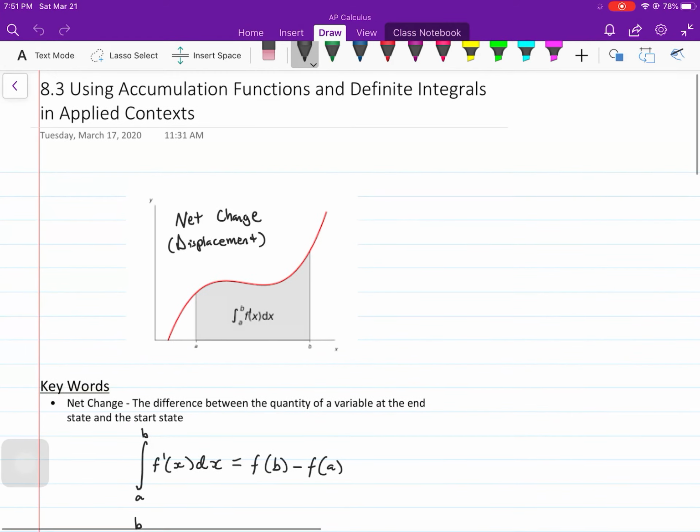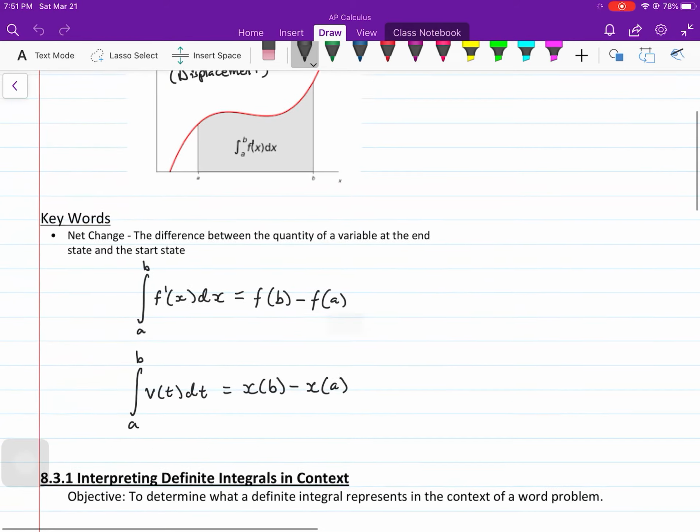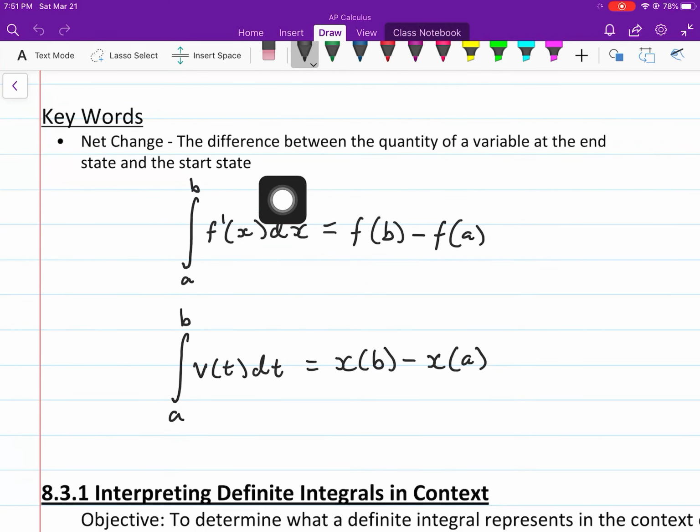Alright, so in this video we're going to look at net change versus the end quantity or the beginning quantity. Our key word here is net change. It's the difference between the quantity of a variable at the end state and the start state. So it's the definite integral of the velocity function or of a rate. If you take the integral of a rate, then you're going to be finding the net change.